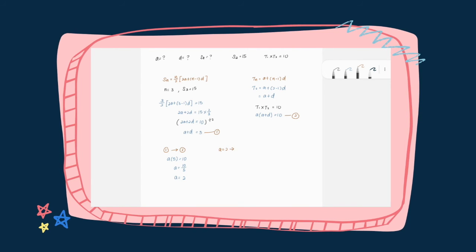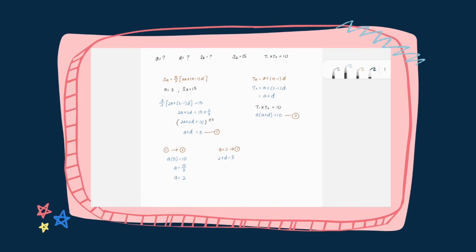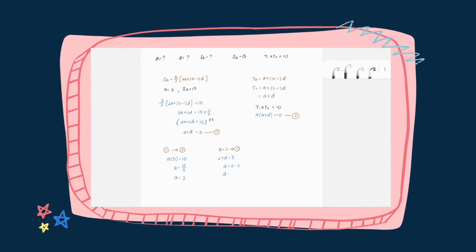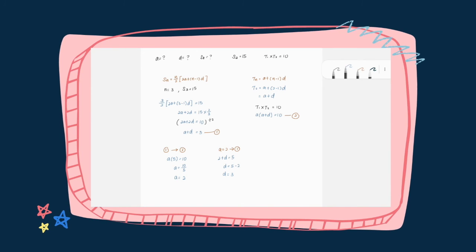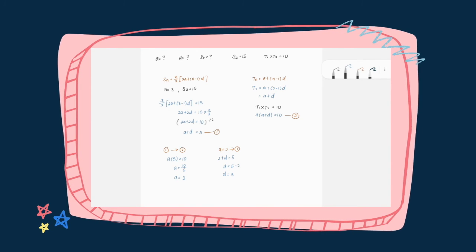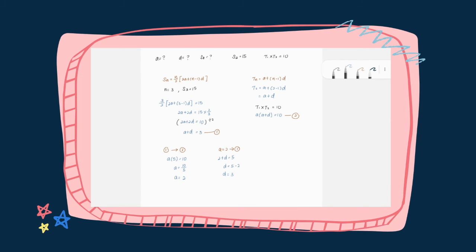Substitute a equal to 2 into the first equation. 2 plus d is equal to 5. Move the 2 to the other side and it becomes 5 minus 2. Lastly, the final answer for d will be equal to 3. So now, we have already answered the question halfway.